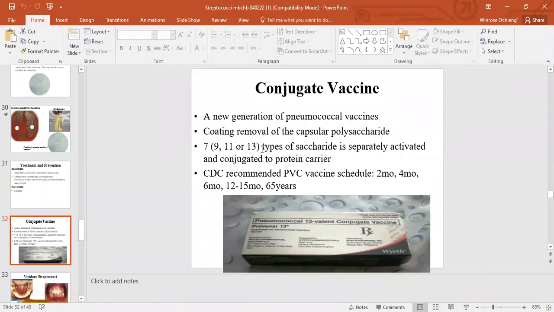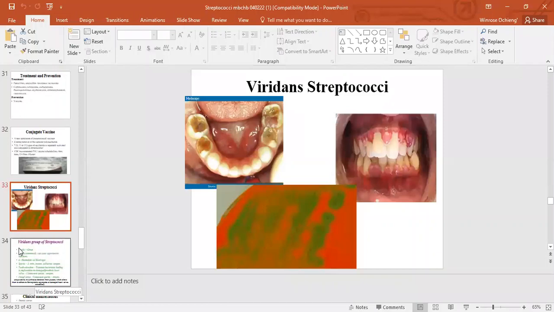I told you the antibodies, even when you're doing the Quellung test, will be explained very well, and you'll be able to understand why. So we have these types of saccharide that have been separately activated and conjugated to a protein carrier. This is the vaccine that is being used even in our country for immunization against streptococcal pneumonia.